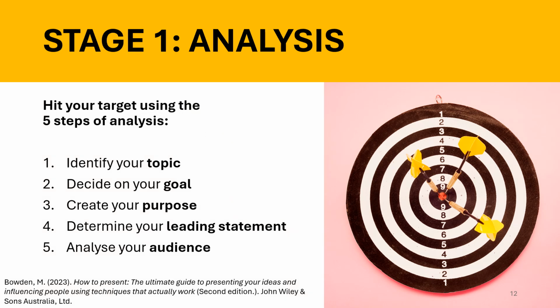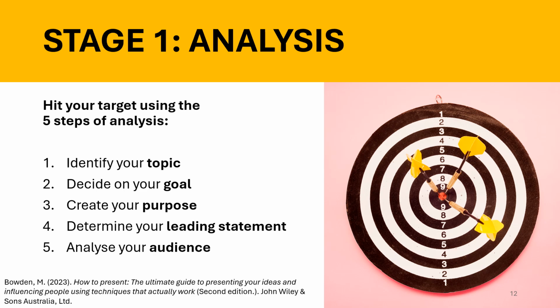Stage 1, analysis. So here are the 5 steps to hit your target. The first is to identify your topic. Hopefully you will have some awareness of what that is. We want to broadly identify the context, but also be really specific about the subject matter that you want to communicate. The second is deciding on your goal.